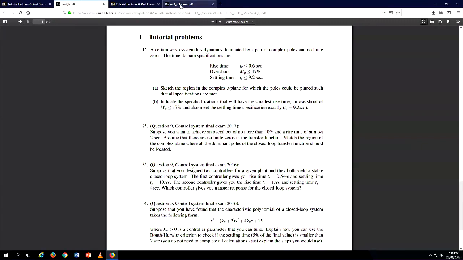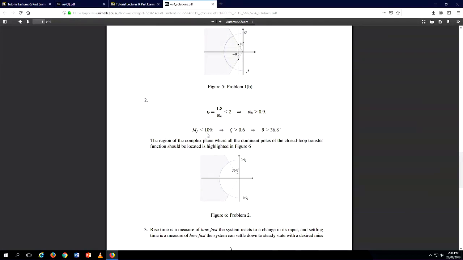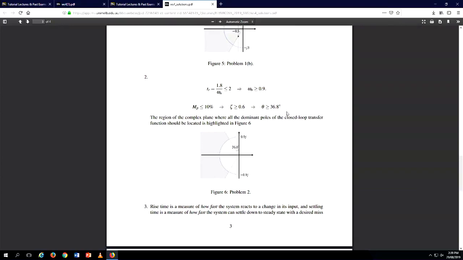So then, in this case, if I say, for instance, overshoot is smaller than 10%, that would correspond from that diagram in lectures to the damping of 0.6, and this is roughly the angle of 36.8. If you take arc sine of 0.6, you get angle of 36.8. So the region where these dominant poles should be, to satisfy overshoot and rise time, would be this shaded region, right?